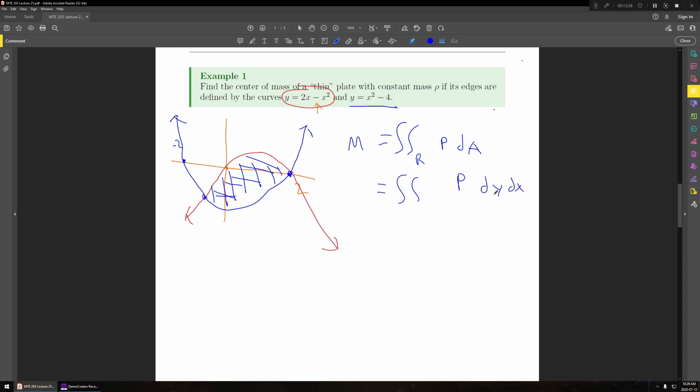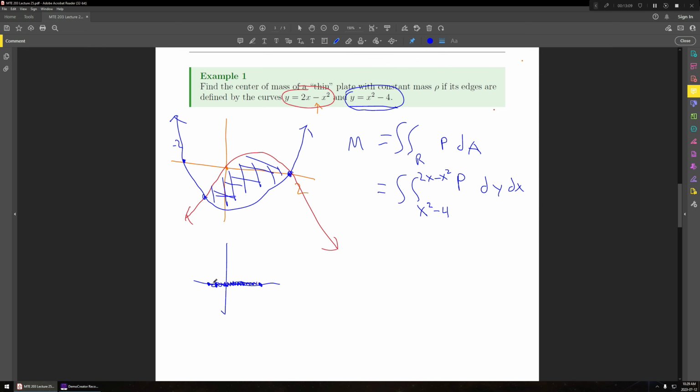Okay. Now I need to ask, what's the smallest y can be? What's the curve that bounds y? Well, it's going to be the one that is in blue here, this term, right? So I know y is at a minimum x squared minus 4, and at a maximum 2x minus x squared. Okay. Now that I've integrated that, again, basically I'm projecting this so it's flattened. So I have a region from this point over here, all the stuff in the middle, over to here.